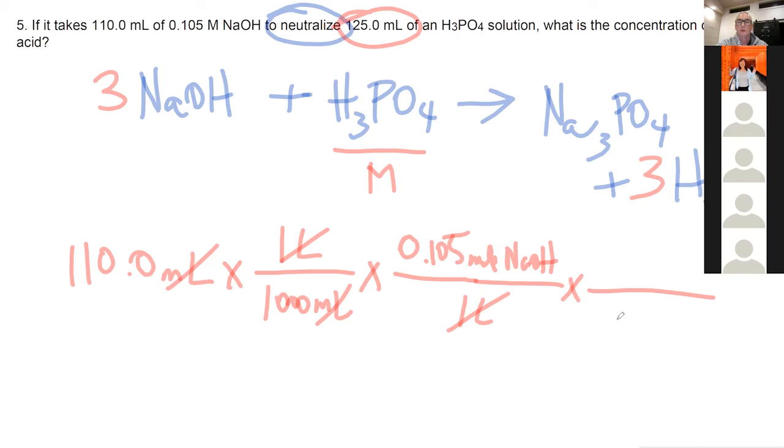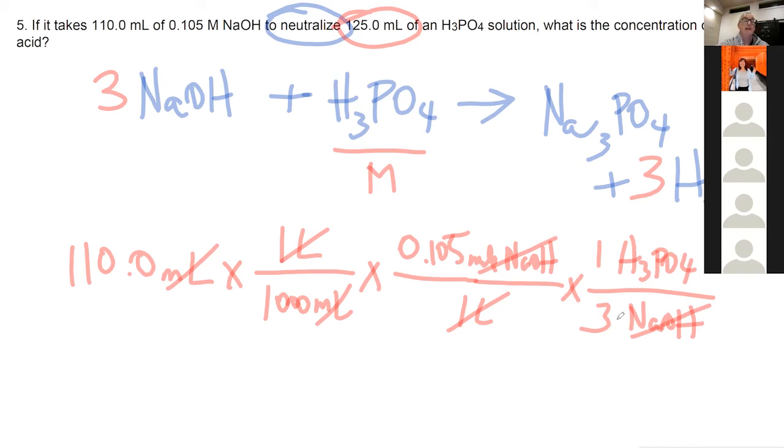What do I do next? Mole ratio. Okay, so what do I want to put on top? Moles of phosphoric acid over moles of sodium hydroxide. What's my ratio? So it's going to be 1 to 3. Okay. So now I've got moles of phosphoric acid, but that's not the question, is it? What am I being asked for? Molarity. I'm being asked for molarity, right?